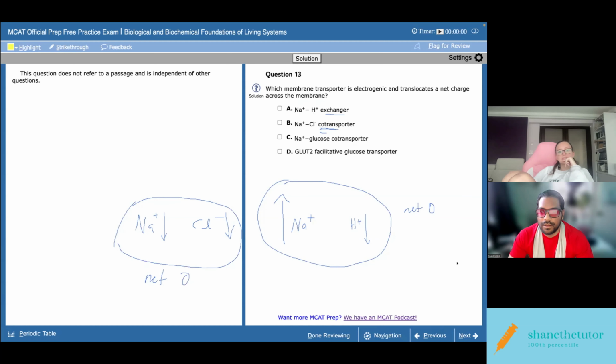Is A also wrong because it's not a transporter? Inherently, it's an exchanger. When you say inherently, are you talking about the exchanger part or the NaH plus part? Now I'm looking at just the wording, how it says exchanger, not transporter, and we just spoke about how there's a difference. An exchanger means they're going to go in the opposite direction. It's as if you give away sodium, you get a proton H plus. But it's still a transporter.